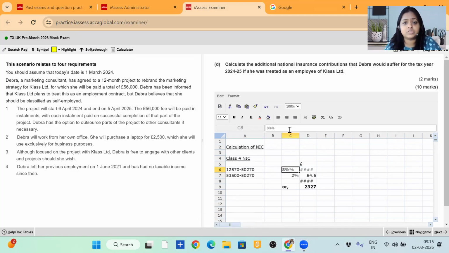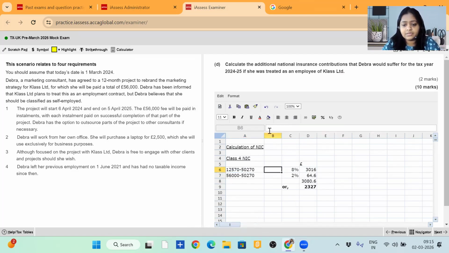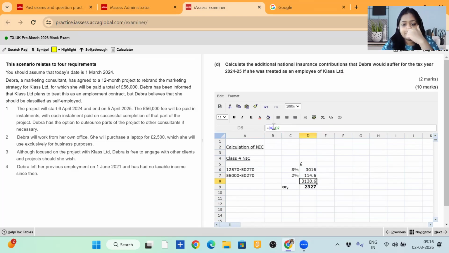I'll not be able to use F2 also. I'm telling you here everything so that you guys will make the changes accordingly. You have to go here and then make the changes. And here I will do the calculation. Here it will remain same. I will multiply it with 8%, right? So this is same. Here you will have a difference. Instead of 53,500, you will take 56,000. Okay, now it will become 3131.